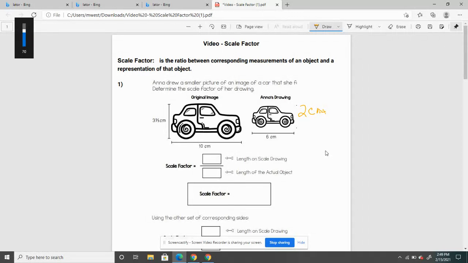All right, determine the scale factor of the drawing. Okay, so what it says is the length of the scale drawing. So here's the scale drawing right here, Anna's drawing, and the length is 6. The length on the original or the actual object is 10. And what you have to do to this is simplify. So we're going to divide both of these by 2. 6 divided by 2 is 3. And 10 divided by 2 is 5. So the scale factor is for every 3 centimeters, there's 5 centimeters.